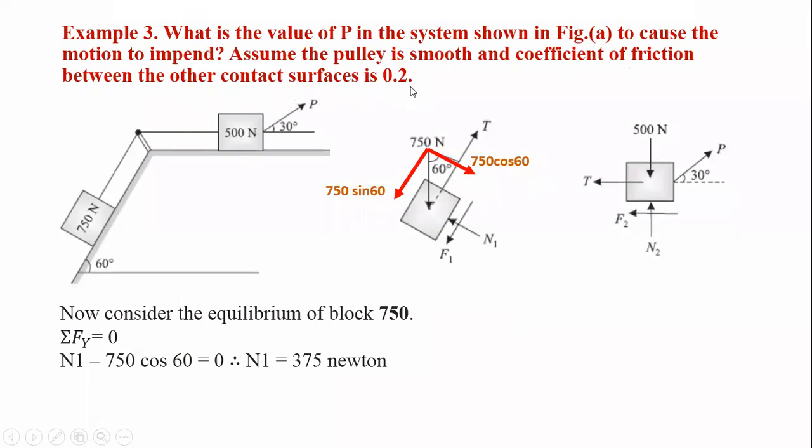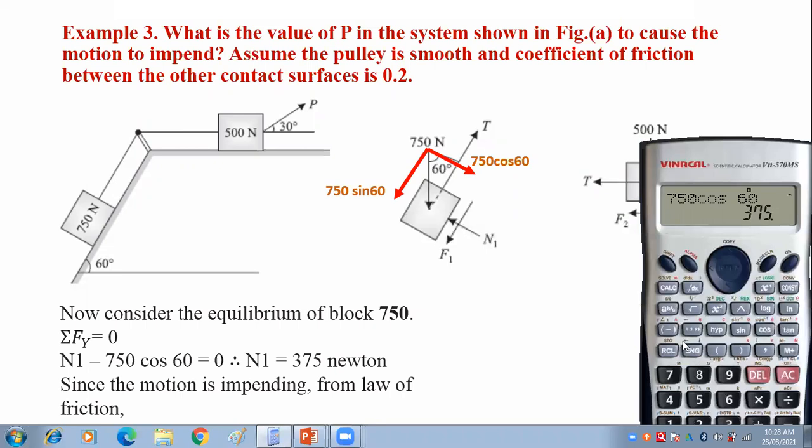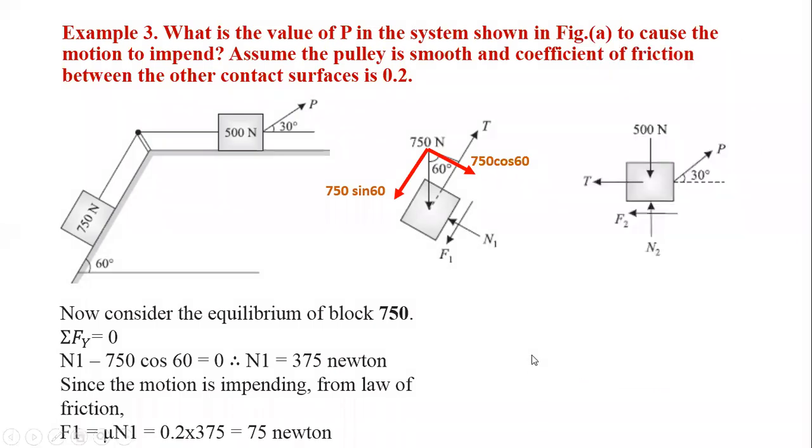Similarly, as we know the relation between the friction force and normal reaction, the coefficient of friction is provided as 0.2. It means the friction force F1 is equal to mu into N1. Now here mu value is provided, 0.2, and N1 what we have calculated is 375 Newton. Now let us make the calculation. 0.2 multiplied with this answer, what you will be getting is 75. It means that your F1 is 75.